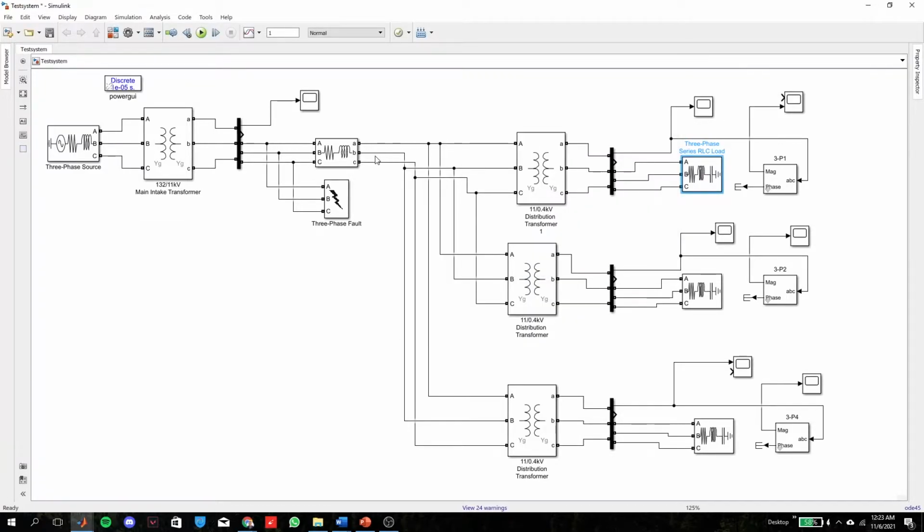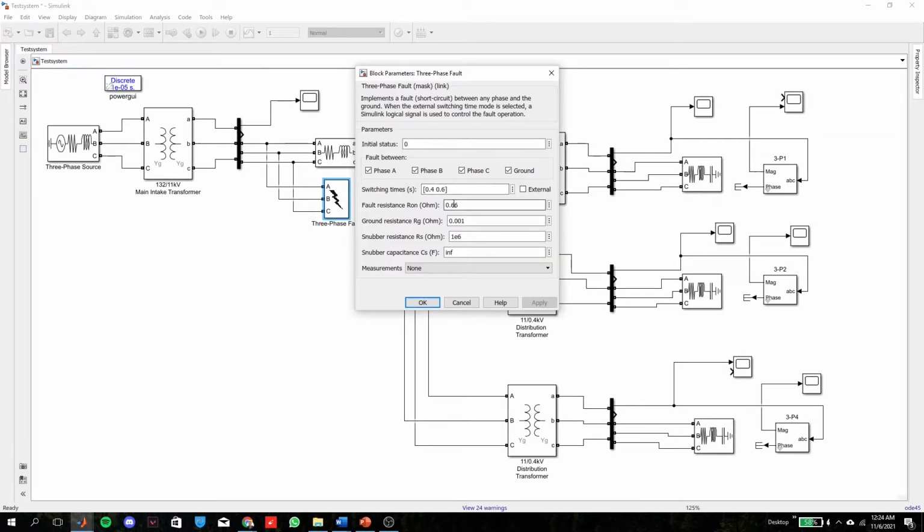There are three types of fault considered in the simulation, which are three phase fault, single line to ground fault, and double line to ground fault. Fault resistance used is 0.66 ohm for all the cases, and the fault has been created to occur for 0.2 second, from 0.4 to 0.6 second.